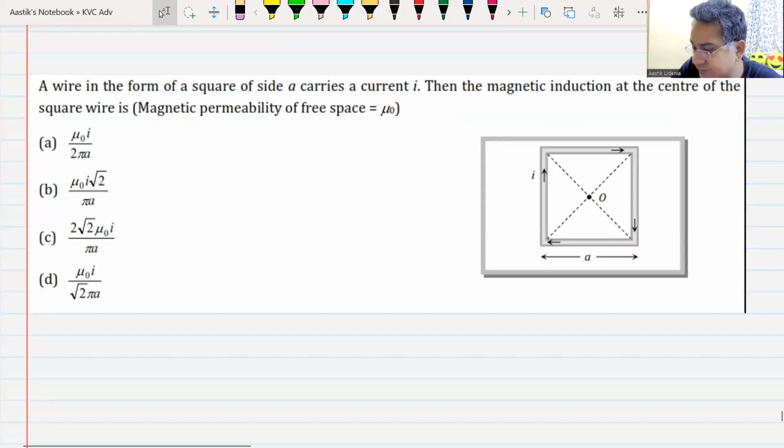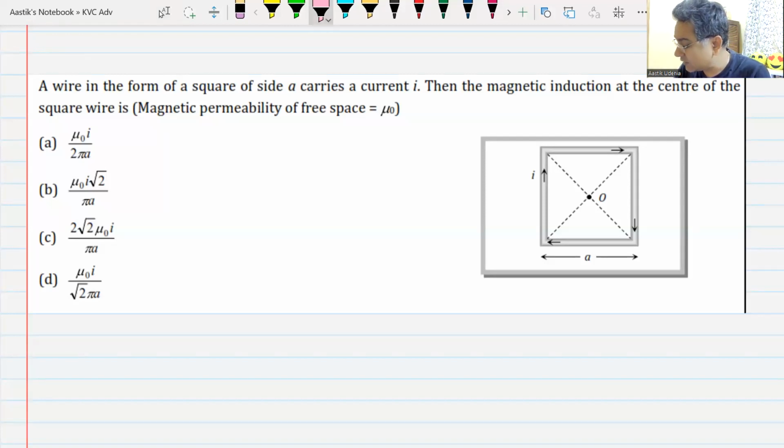This is the next question. A wire in the form of a square of side A carries current I. What is the magnetic induction, magnetic field strength, whatever they call it, at the center of the wire? Option C is the correct option.